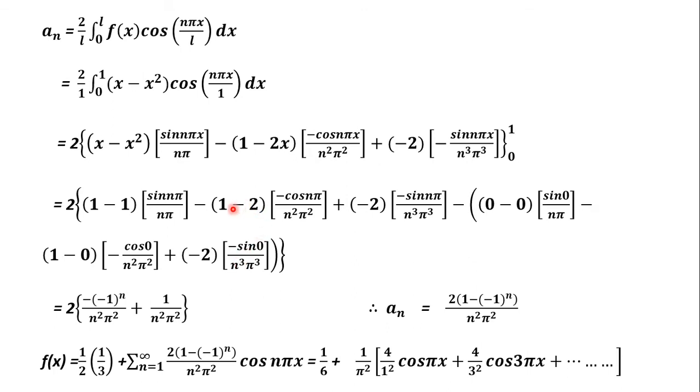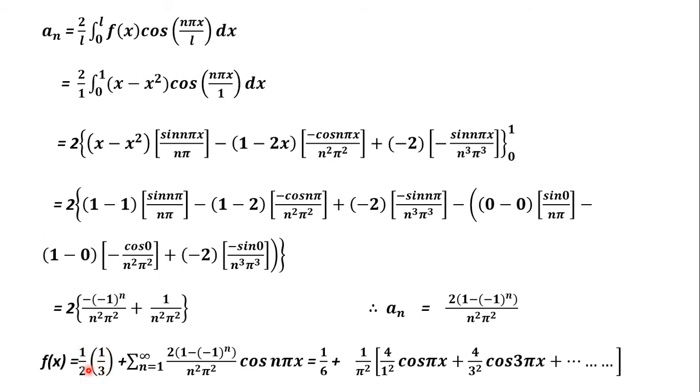So here we get 1 minus 2 as minus 1, so it is minus of cos n pi, which is minus 1 raised to n, by n square pi square, plus cos 0, which is 1, by n square pi square. Therefore a n is equal to 2 into 1 minus 1 raised to n by n square pi square. Now substitute the value of a0 and a n. We get f of x equal to a0, which is 1 by 3, so it's a0 by 2.